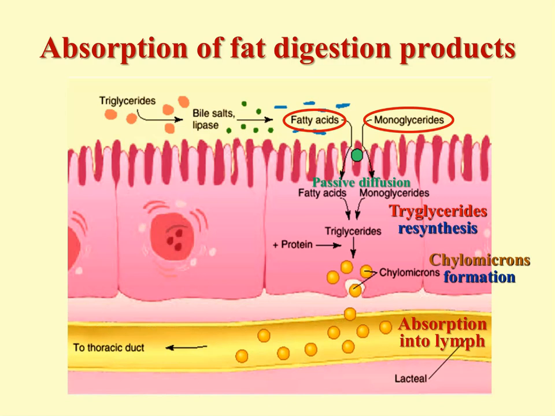This is the only type of digestion products that is transported not by blood but by lymph. Fat digestion products are absorbed into lymph vessels, and then they come through the thoracic duct. Only then they come into blood. But first they are absorbed into lymph in the microvilli, in the intestinal brush border.